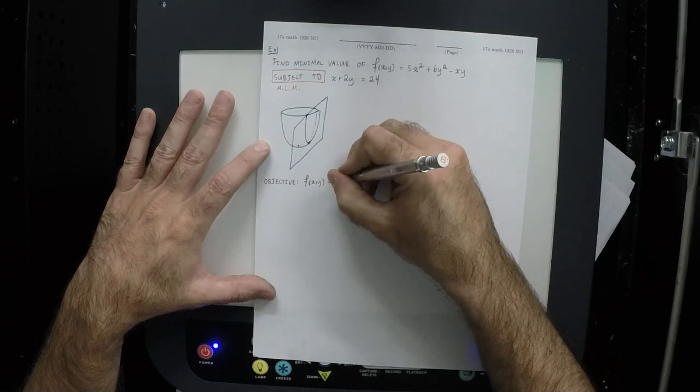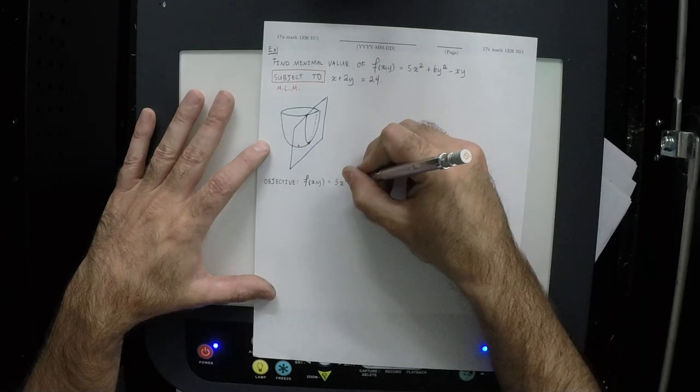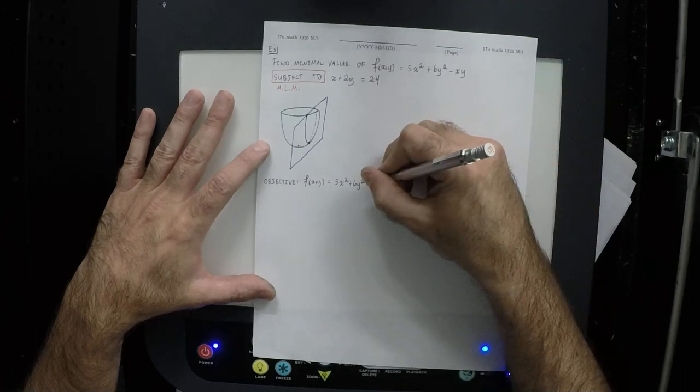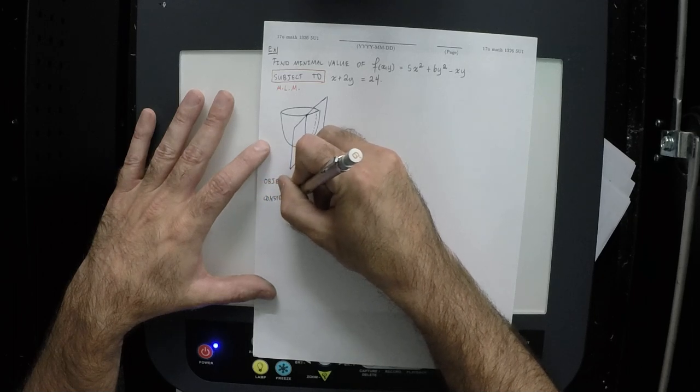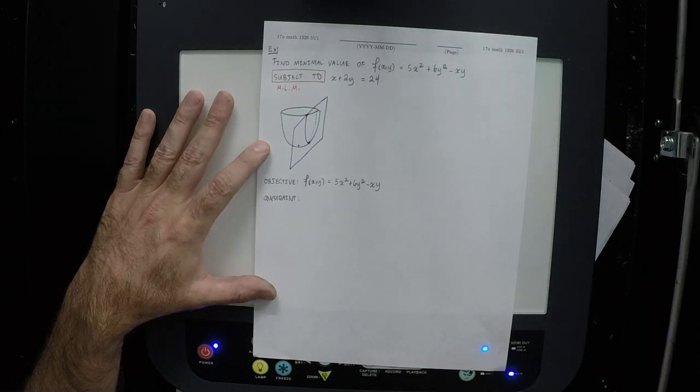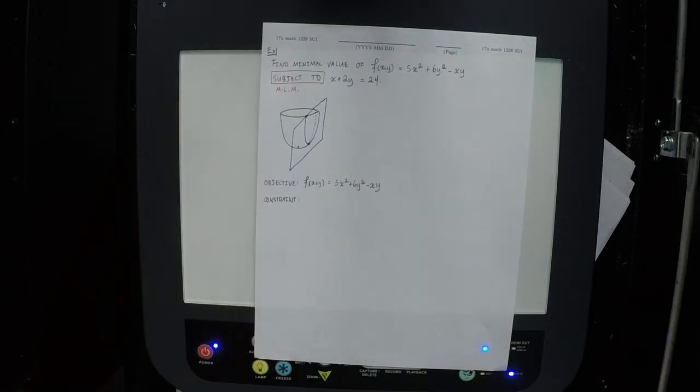F of x and y is 5x squared plus 6y squared minus xy. Now, what's the constraint? And notably, the constraint is a function. Okay, it definitely has something to do with that, but the statement x plus 2y equals 24 is not a function, that's an equation.